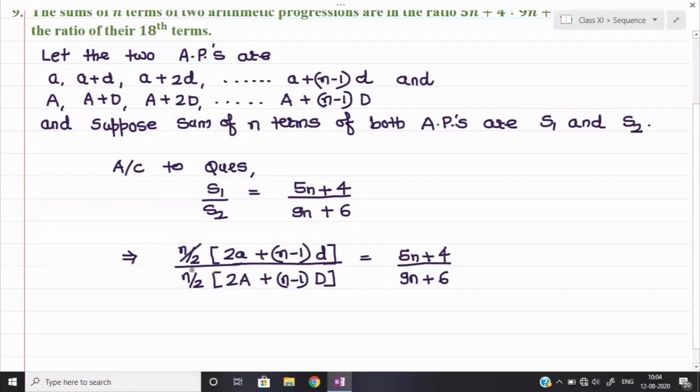Now n upon 2 and n upon 2 will be cancelled. And one more thing I am doing here, the reason for which I will tell you afterwards.